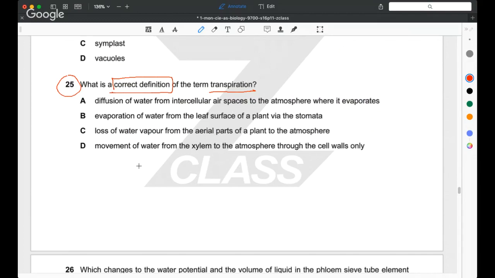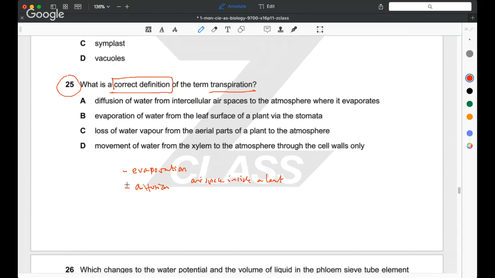So you need to know that transpiration, first of all, is evaporation, and then diffusion in the airspace inside a leaf. Okay, so this transpiration is first the evaporation of water, and then once that water is evaporated to become water vapor, it has to diffuse out of the leaf through the stomata, and that process is transpiration.